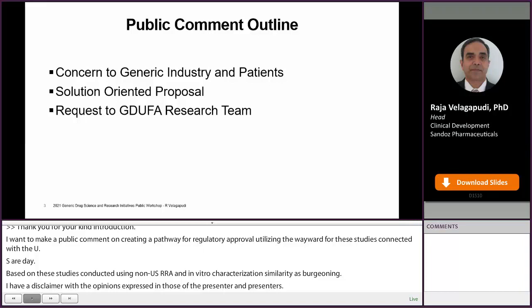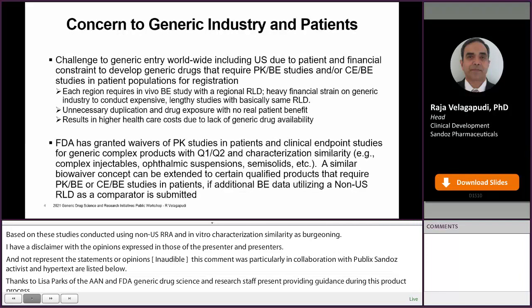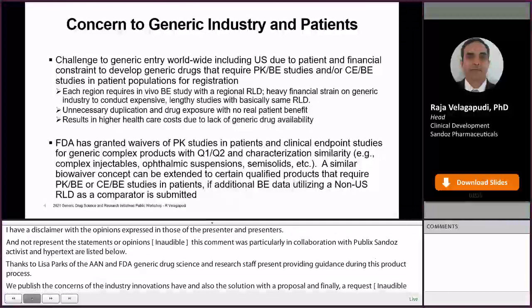My comment covers the concerns that the generic industry and patients have, and also a solution-oriented proposal, and finally a request to the GDUFA research team. There is a real challenge to generic entry worldwide, including the US, due to patient and financial constraints to develop generic drugs that require PKBE studies and CEBE studies in patient populations for registration.